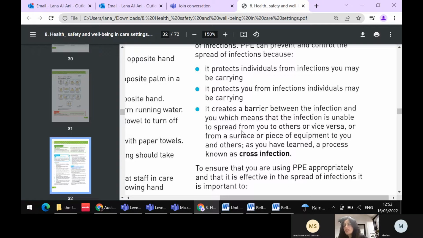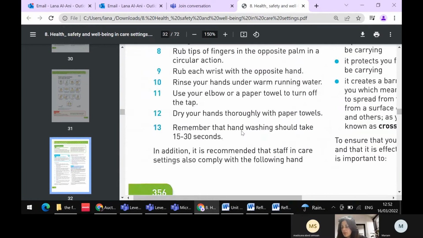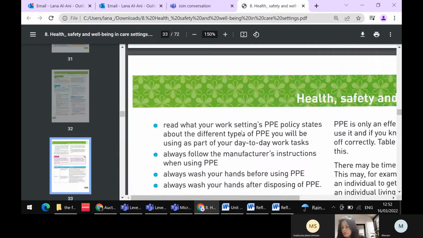Why? Because the gloves are a barrier between the infectious material and myself. So I need to protect myself and I protect my client. That's why I wear the gloves, to avoid the spread of the infection.